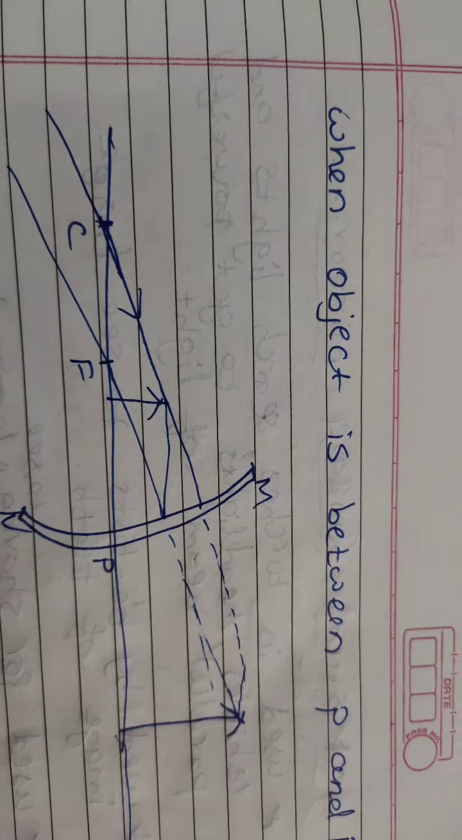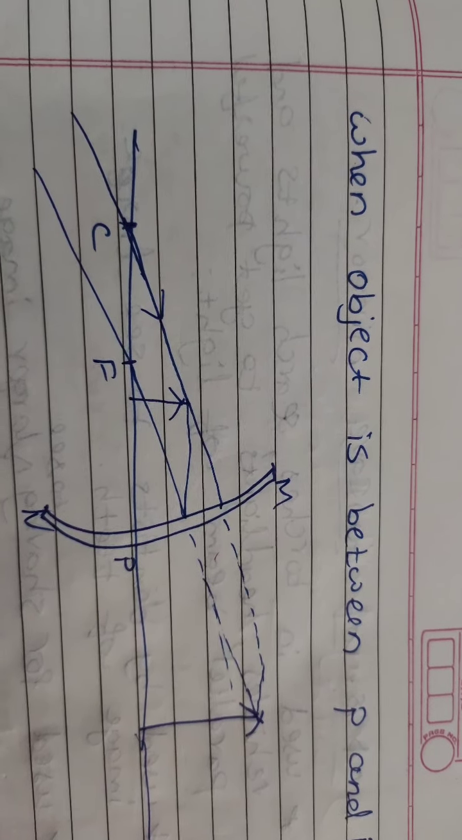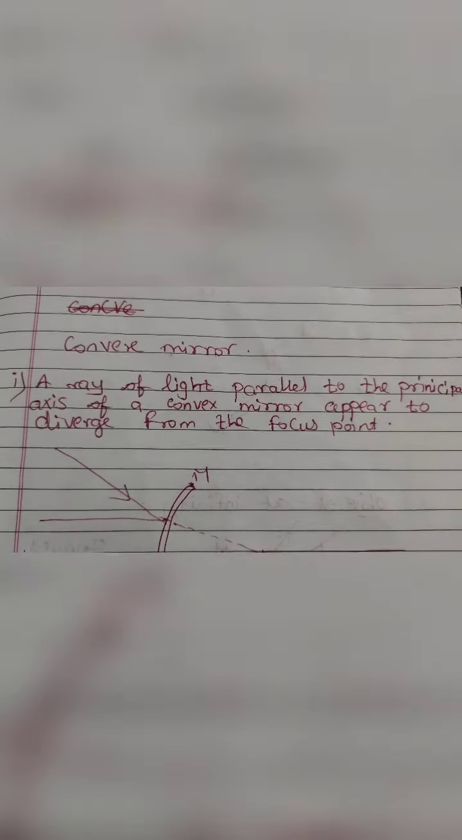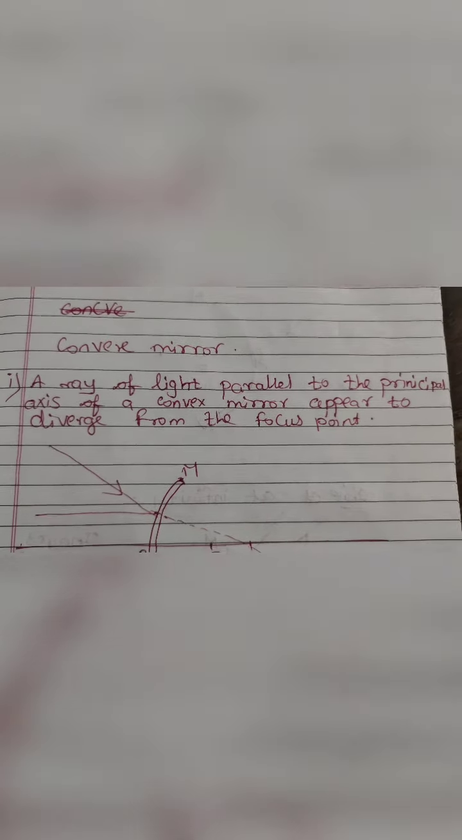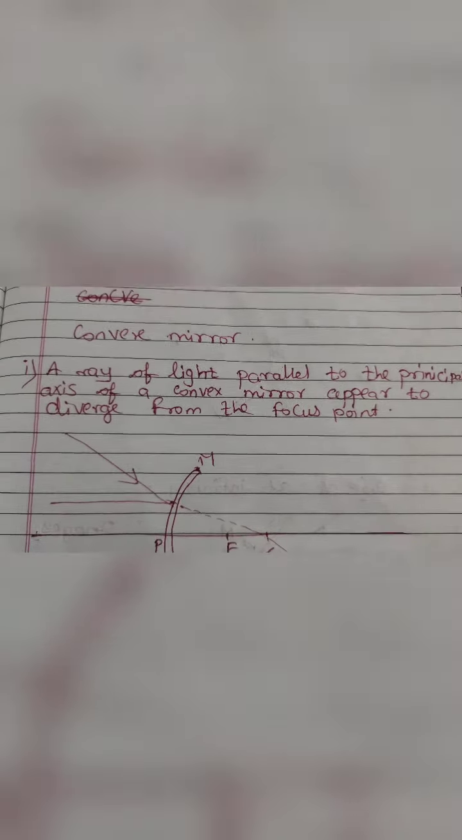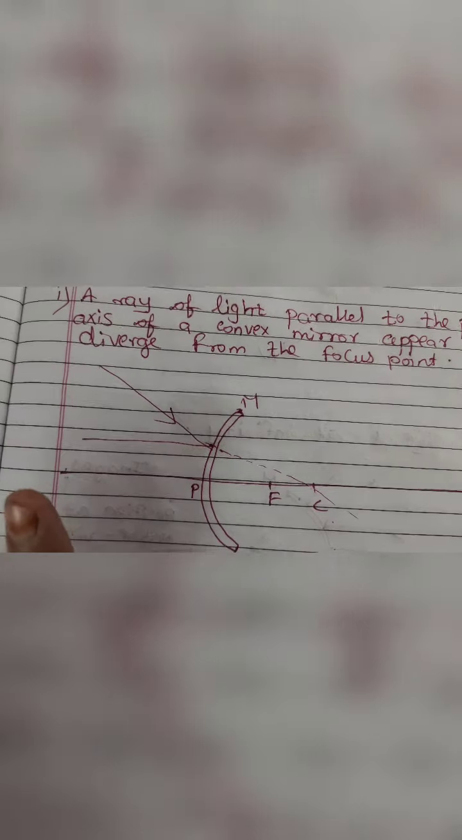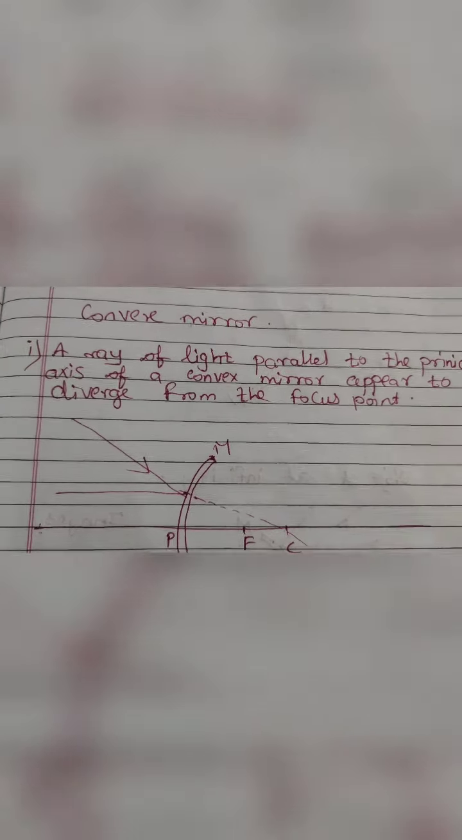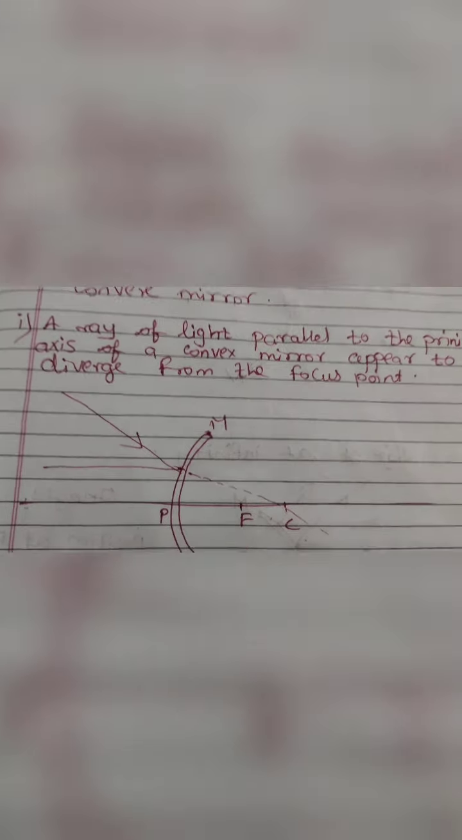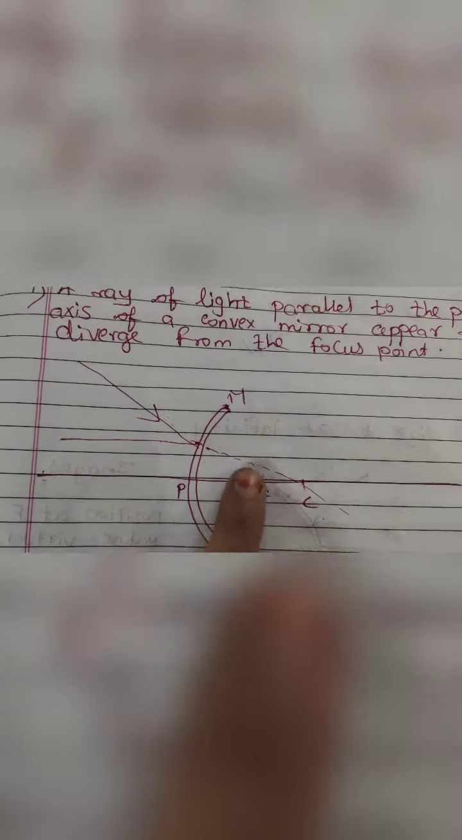Now we will be learning the ray diagram of the convex mirror. Rays in ray diagram in convex mirror. It also has 6 points. Same, and the curve is opposite of the concave mirror. So first is the ray of light parallel to the principal axis of a convex mirror appears to diverge from the focus point. The first thing you should know: in a concave mirror we created a real image, but in a convex mirror we get a virtual image.